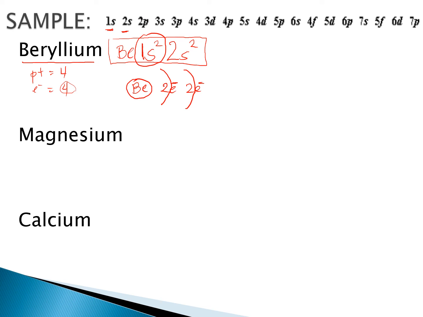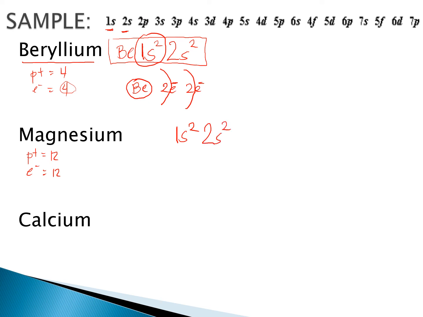Now let's continue with magnesium. Atomic number 12. So the number of protons is 12 and the number of electrons is also 12. Let's write its electronic configuration following the electronic distribution mnemonic chart. We will start with 1s, 1s2. Next is 2s2.